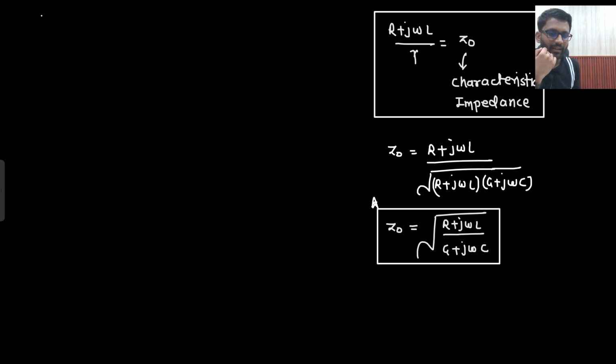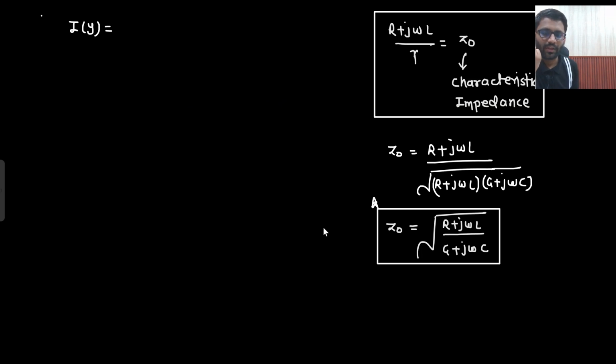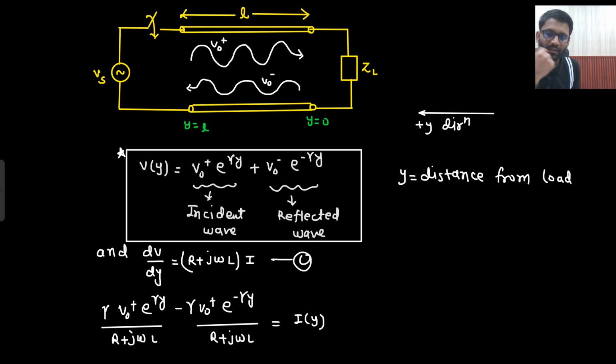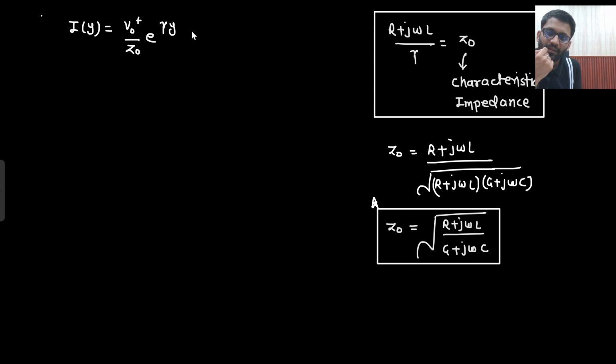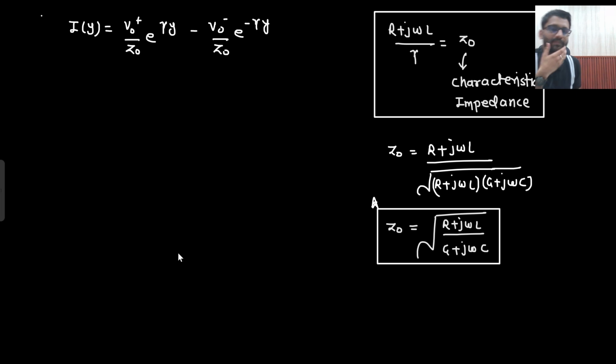Now what we are getting, my Iy is equal to V naught plus divided by Z naught. Can I do this? Because gamma upon (R plus j omega L) is 1 by Z naught. So what I can do: V naught plus divided by Z naught, e to the power gamma y, minus V naught minus divided by Z naught, e to the power minus gamma y. Okay, this is your Iy equation.